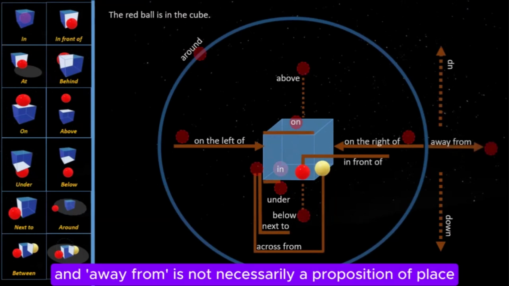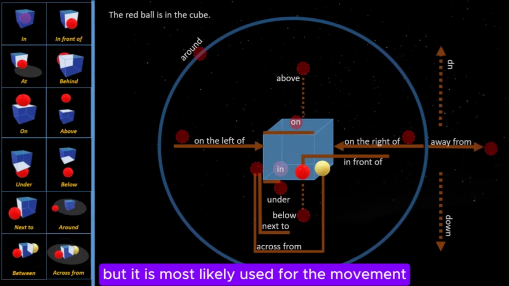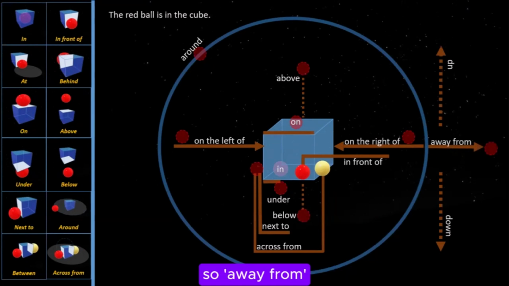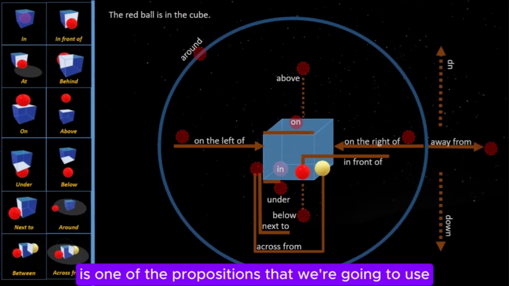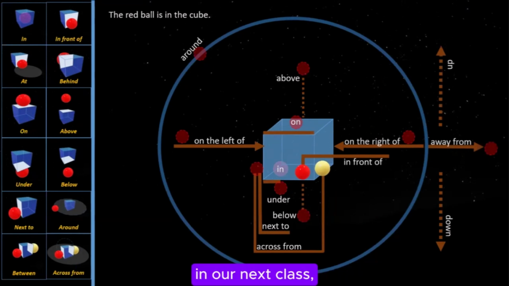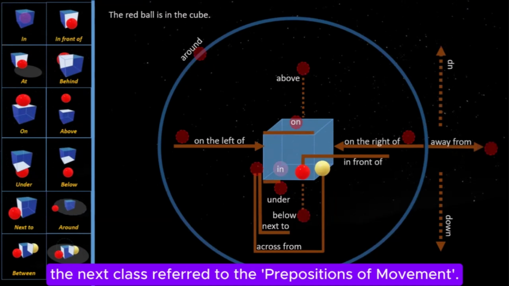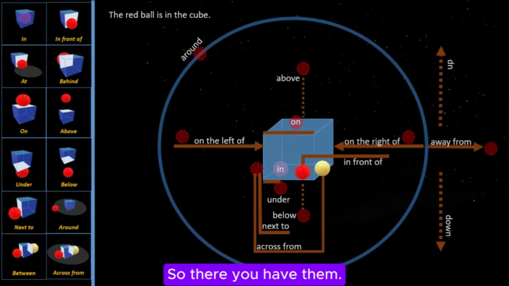And away from is not necessarily a preposition of place, but it is most likely used for the movement. So away from is one of the prepositions that we're going to use in our next class. The next class referred to the prepositions of movement. So there you have them.